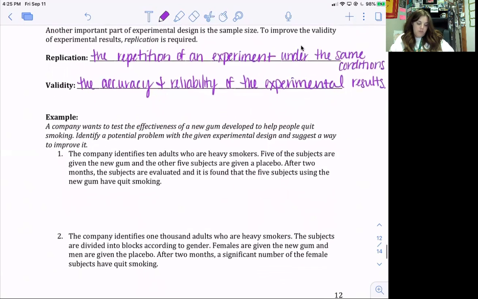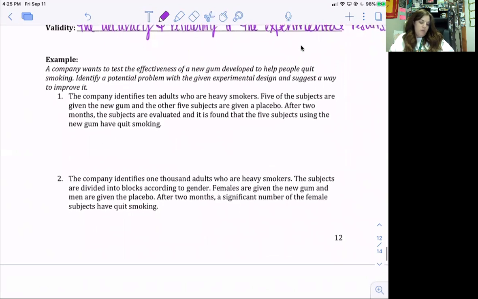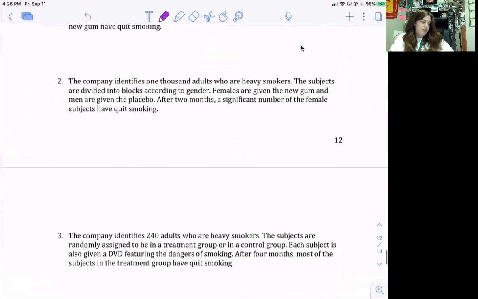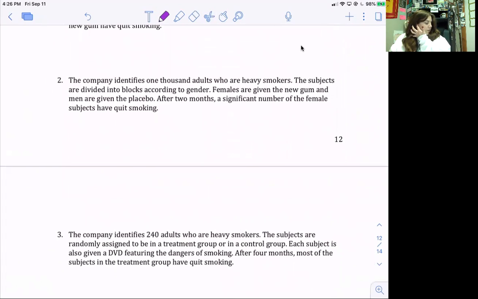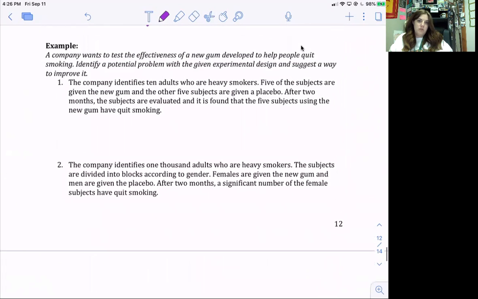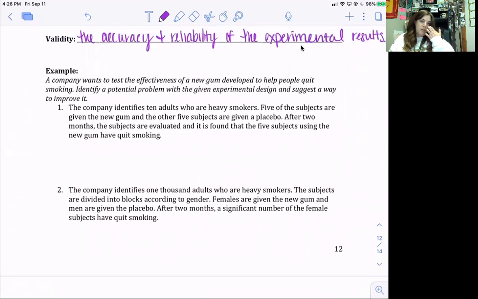Okay, so the next problem is we're looking at the different types of bias, or sorry, not bias, looking at which of those confounding variables can create issues. So if we just look at this first example together, the company identifies 10 adults who are heavy smokers. 5 of the subjects are given the new gum, and the other 5 subjects are given the placebo. After 2 months, the subjects are evaluated, and it is found that the 5 subjects using the new gum have quit smoking.